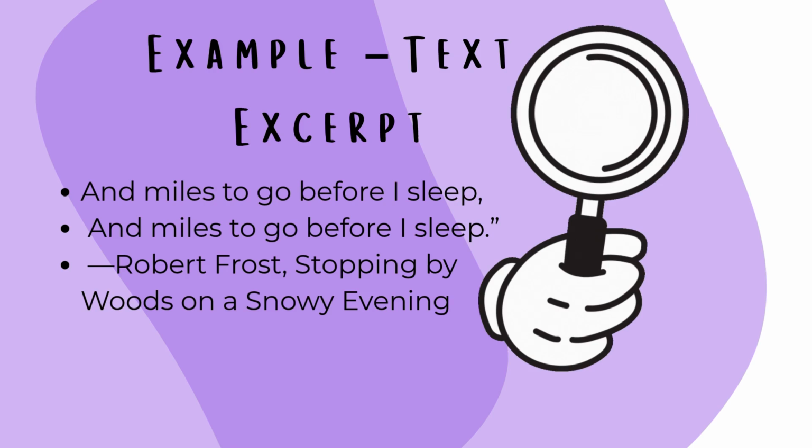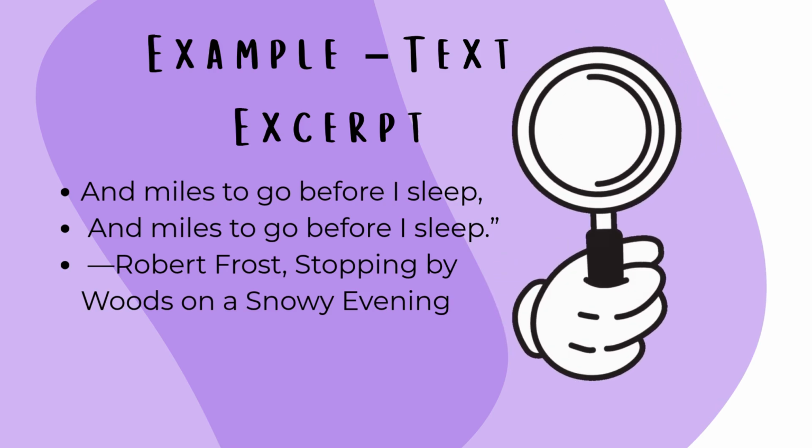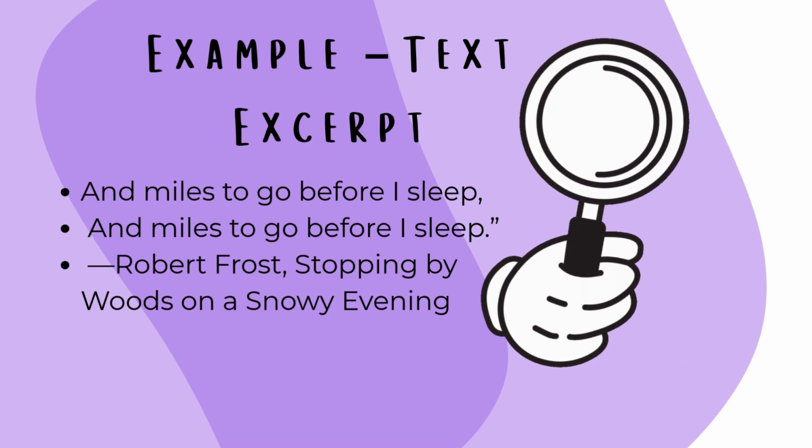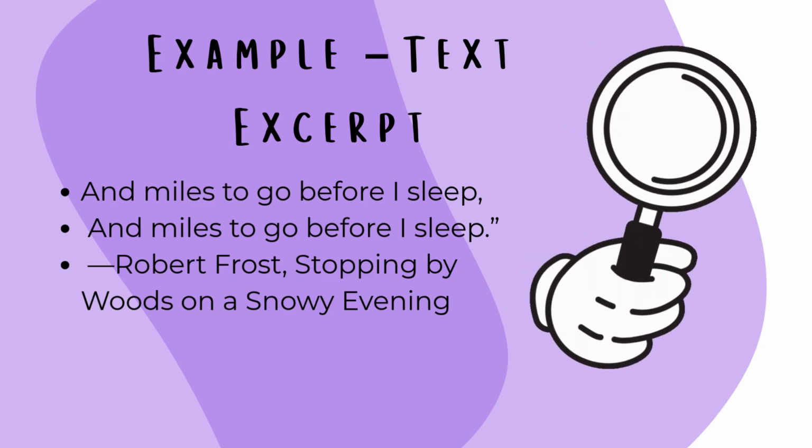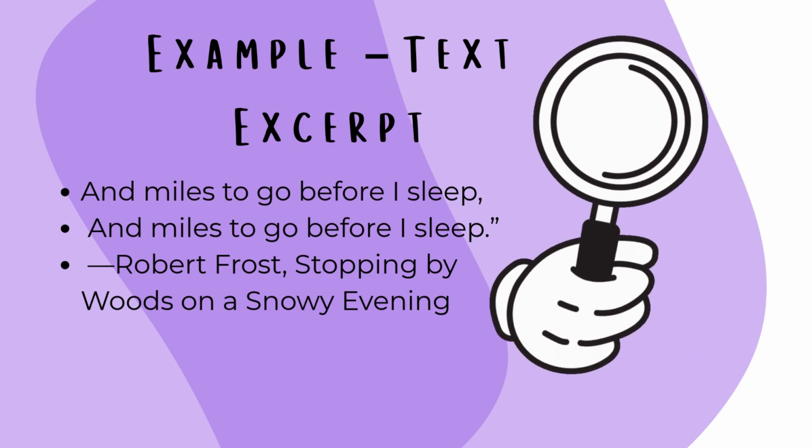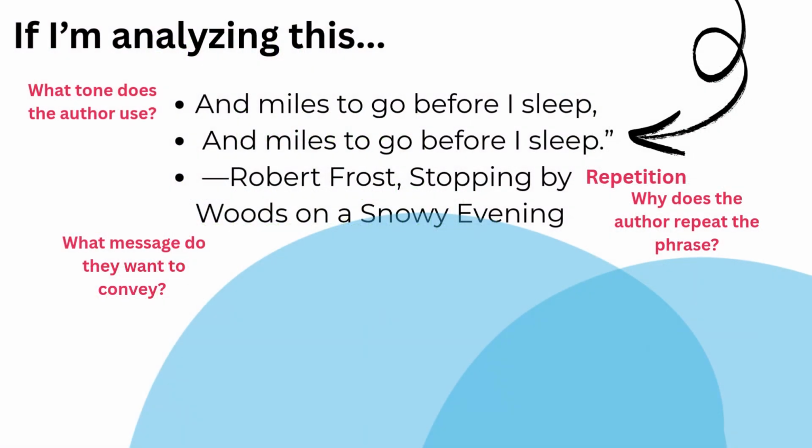So looking at this text excerpt from Robert Frost's "Stopping by Woods on a Snowy Evening," we have this excerpt and it says, "And miles to go before I sleep, and miles to go before I sleep." So if I'm analyzing this, one thing that I want to make note of is that he repeats the same thing twice. Why is that? And that is a question that you have to ask when you're annotating or doing a close read on your text. Why does the author repeat this phrase? What message do they want to convey? What tone are they giving off?